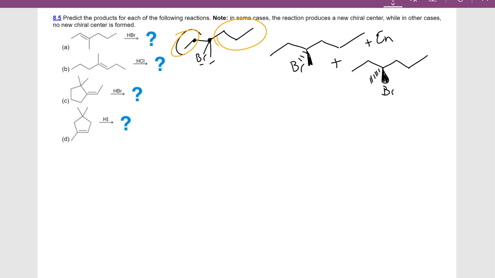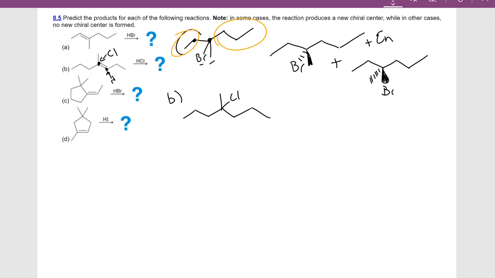Okay. So for B, what do we have here? What are we adding and where are we adding it? We're adding H and Cl across the double bond. The chlorine is going to go to the more substituted side. And remember, the rich get richer. The hydrogen is going to go to the side that has a hydrogen already. So the chlorine's going to go here, hydrogen's going to go here. So let's put that chlorine here. We can leave the hydrogen off because we don't really need to put it on the product.